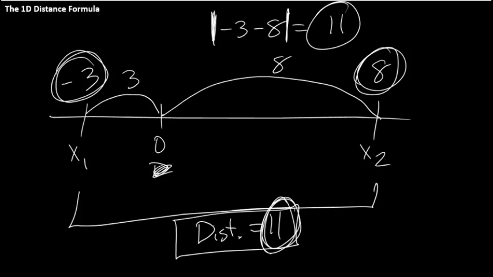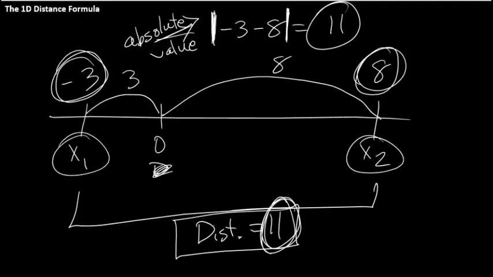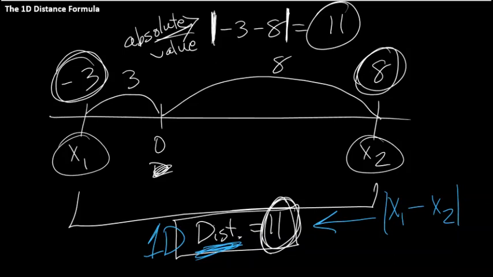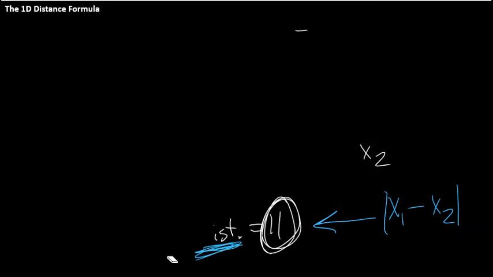So we have an operator for that. It's called absolute value. So if you take your 2 points, so if we call this x1 is negative 3 and x2 is positive 8, if you take your 2 points and you say x1 minus x2's absolute value, that's going to give you your distance in one dimension every single time, right? So let's see if that's true or not. Let's try it again on another example.